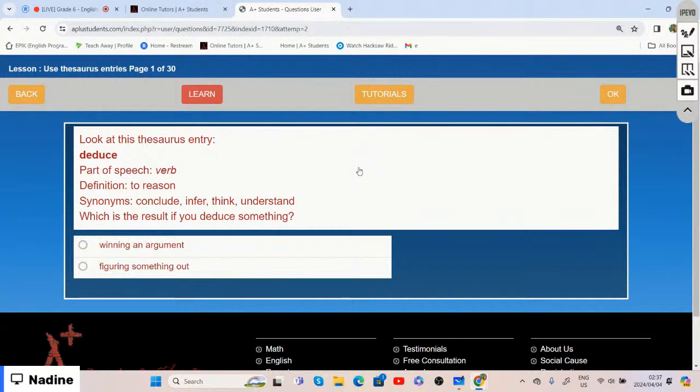Now, the list of synonyms. The synonyms, or the words that are the same or almost the same as the word deduce, are to conclude, to infer, to think, or to understand. That is deduce: to conclude, wrapping things up, to infer, to think about something, or to understand something. Right? So that is deduce. So you think, oh, okay, so I'm thinking about something, concluding something, understanding something. To reason, to understand, to conclude something. We are reasoning.